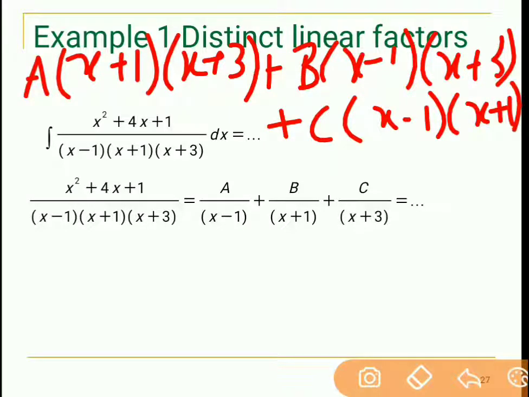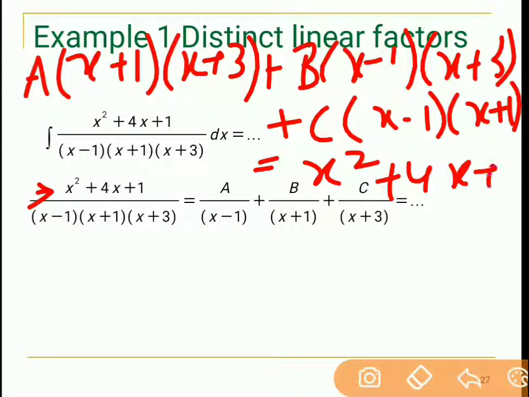So this is the numerator on the right hand side, and that has to be compared with the numerator on the left hand side, which is equal to what? It is equal to x square plus 4x plus 1. Also, to find out the values of A, B and C, we have to choose a value of x in such a way that B and C are eliminated and only A remains. Now this equation is satisfied for all values of x.